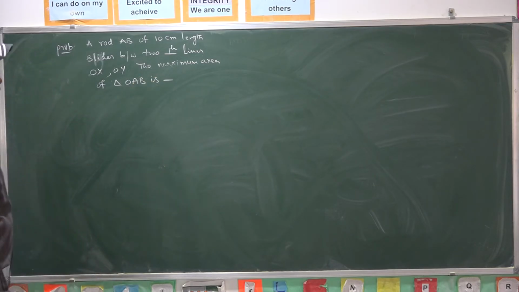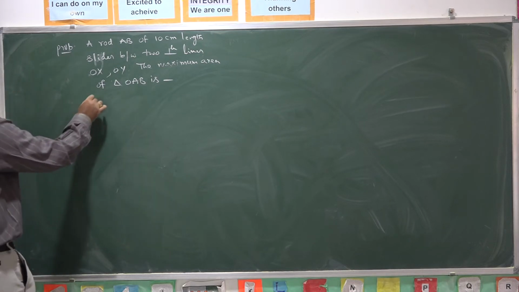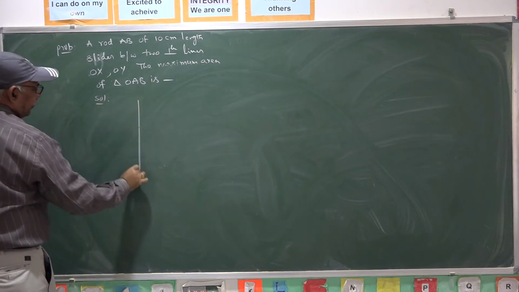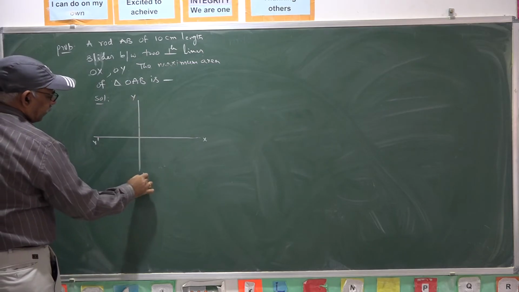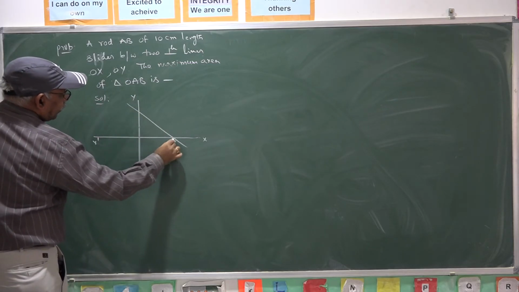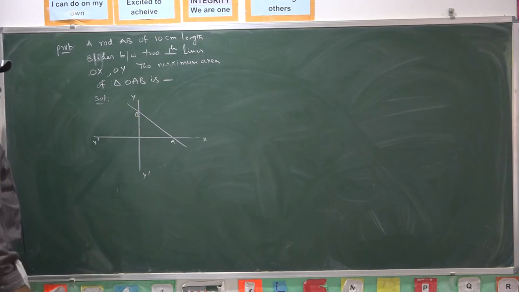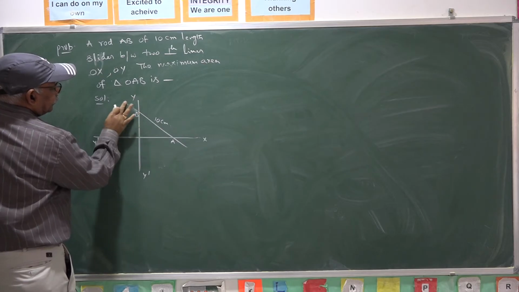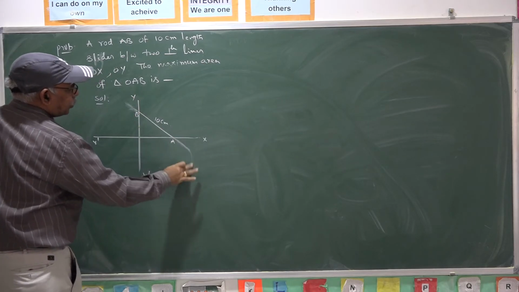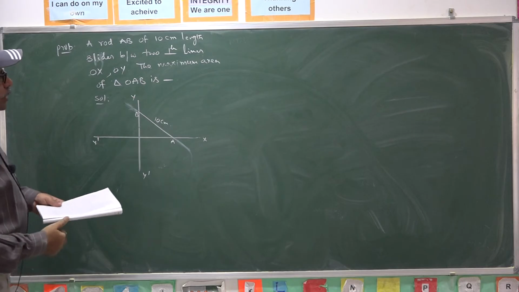A rod AB of length 10 centimeters slides between two perpendicular lines, namely here the coordinate axes. The maximum area of triangle OAB. So, these are the coordinate axes, A and B. AB length is 10 centimeters. This is 10 centimeters, of course. It slides on the coordinate axis.